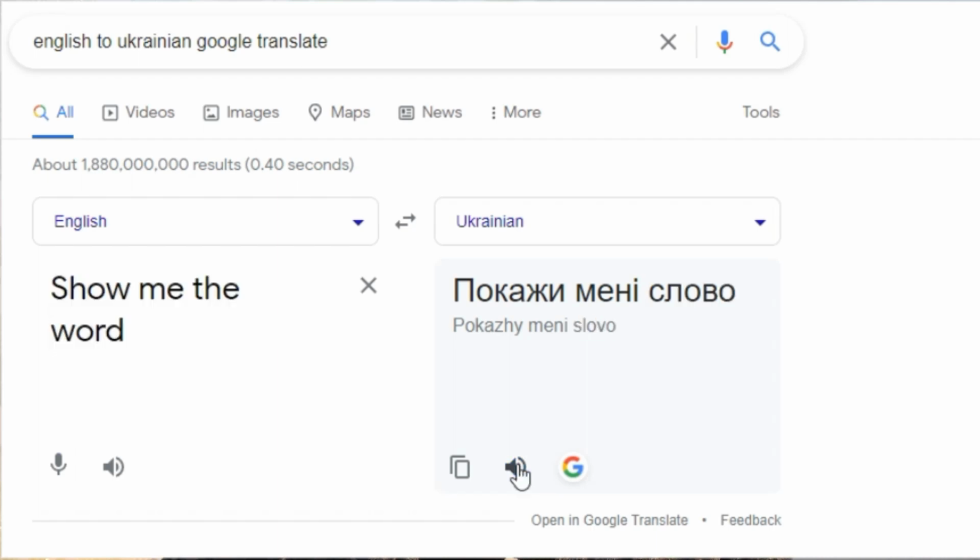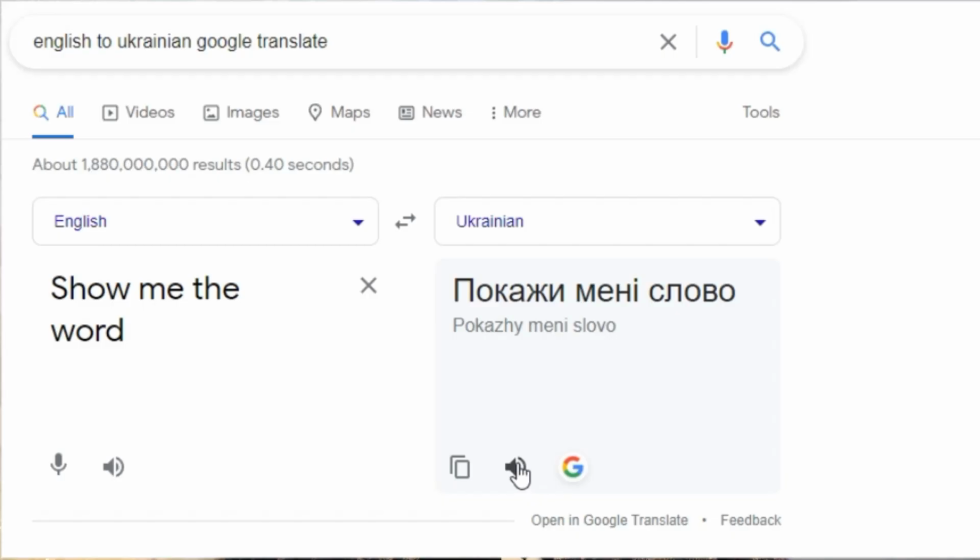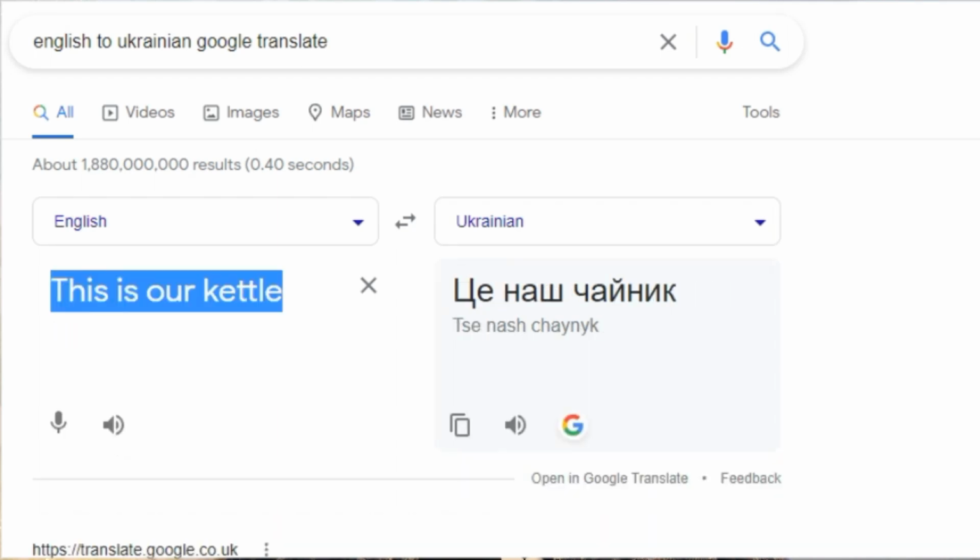And then show me the word. Покажи мені слово. Now the thing with that, if you look up something on Google Translate 2 times, you might get 2 different answers. So if you want to present slovo, a word, make sure you screenshot it or write it down so that you can present the same thing 2 times. Це наш чайник.